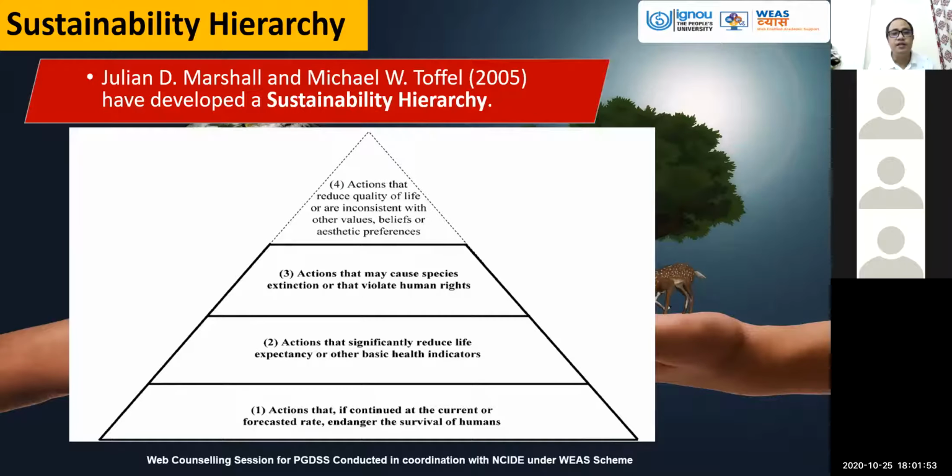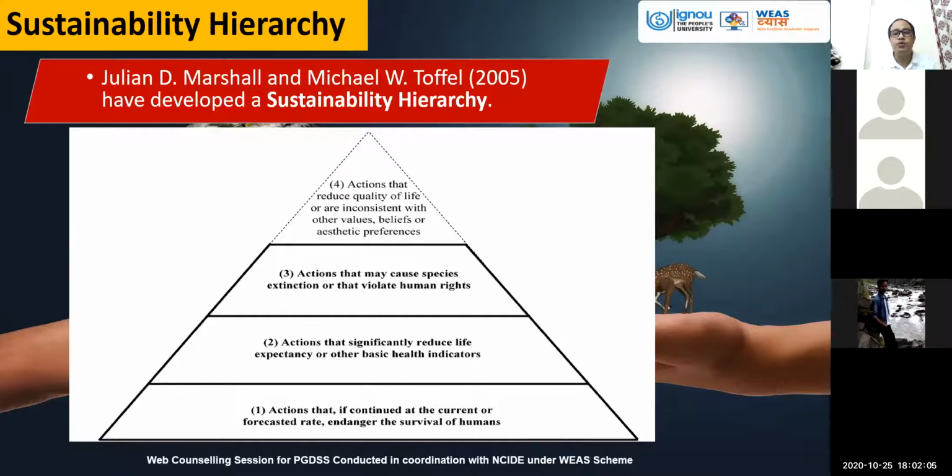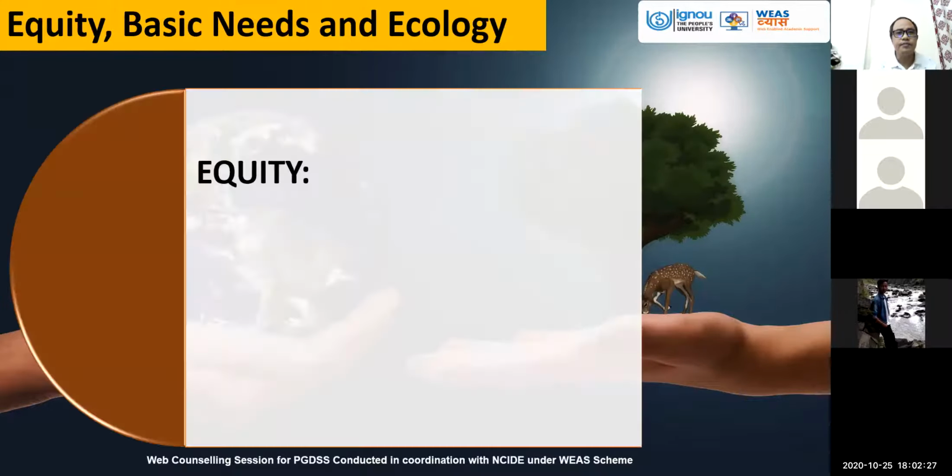The third one is where the scale of impact is greater, so that may cause a higher magnitude of destruction, meaning a direct impact that threatens sustainability in a broader perspective. So in that way, they have proposed the sustainability hierarchy.